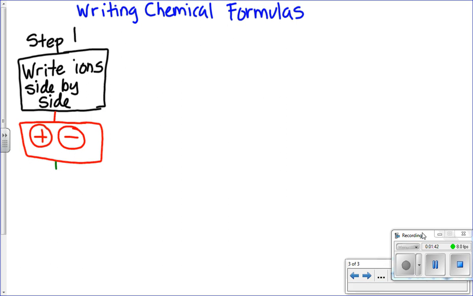So our example that we're going to use, we're going to have these two ions. One of them is iron 3, so it has its symbol and then its oxidation number, which is 3+. And the other is sulfide.